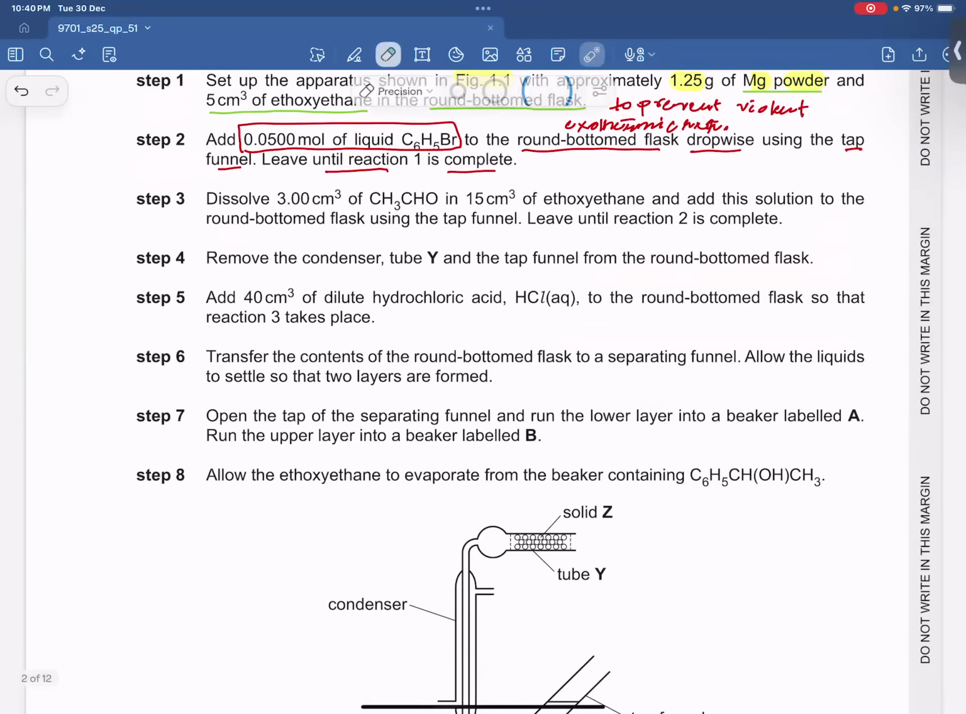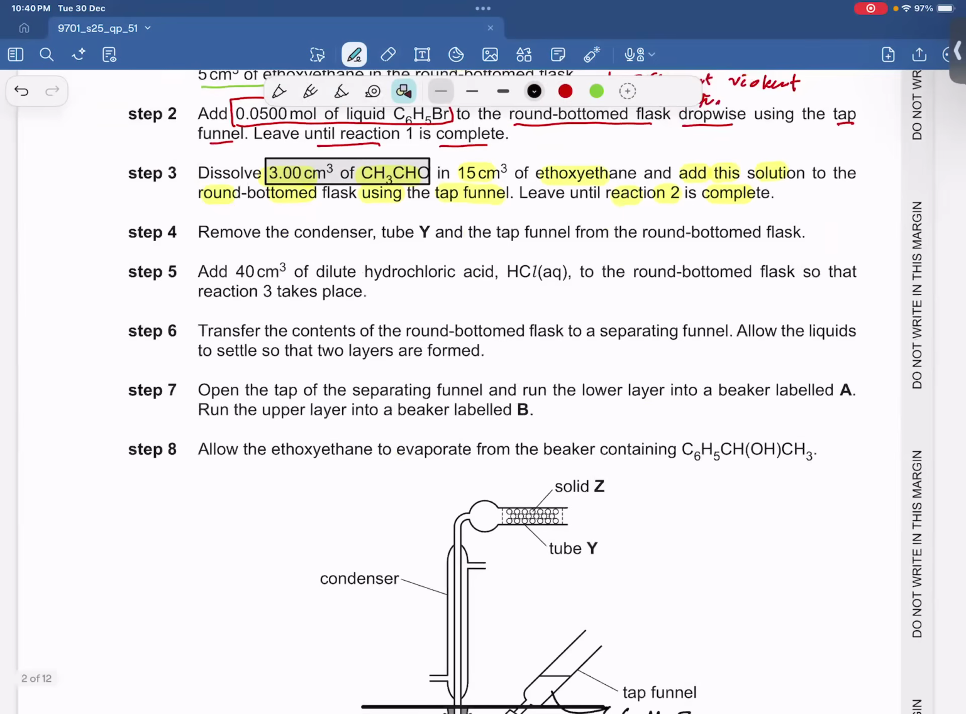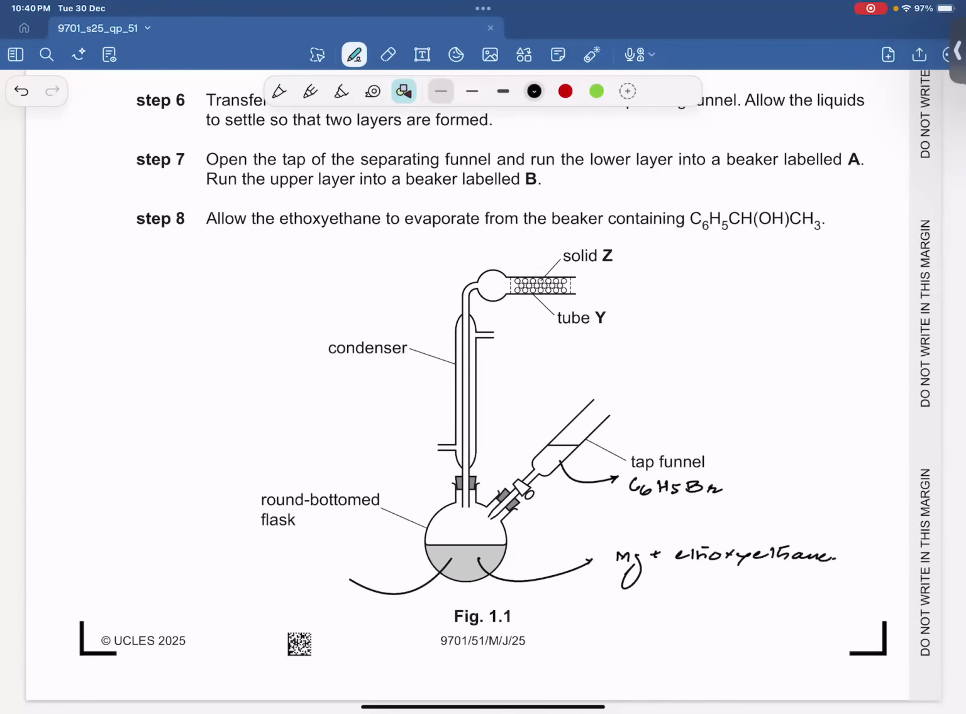Dissolve 3.0 cm cube of ethanal in 50 cm cube of ethoxyethane and add this solution to the round bottom flask using the tap funnel. Leave until reaction 2 is complete. So we need to add 3 cm cube of ethanal. So this round bottom flask also contains ethanal.